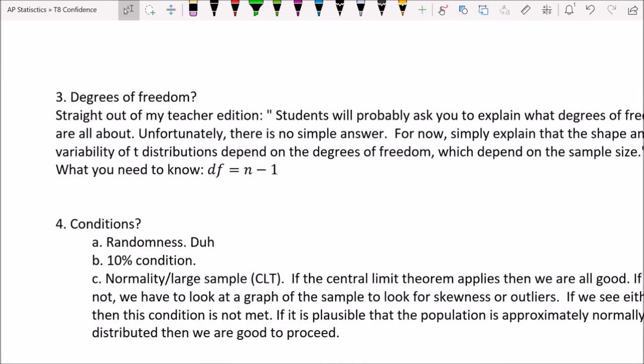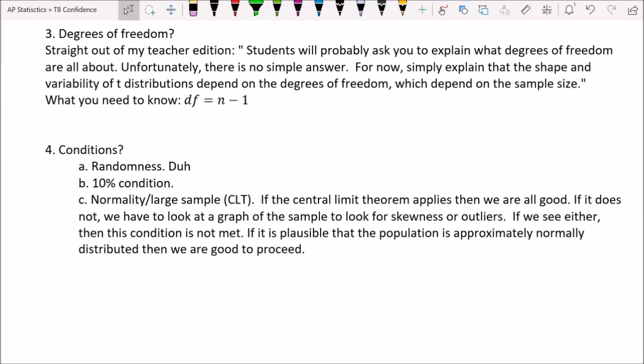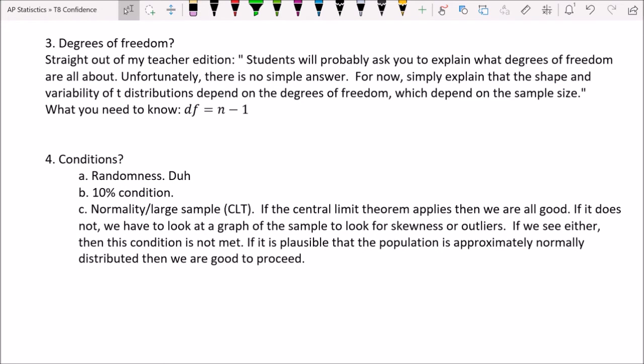Now, let's talk a little bit more about what degrees of freedom are and then the conditions that are necessary for this. Now, first of all, degrees of freedom. And you know what, y'all? I'm going to totally punt on this, okay? I'm going to just read to you what it says in my teacher edition textbook. It says, students are probably going to ask you to explain what degrees of freedom are all about. Unfortunately, there is no simple answer. For now, simply explain that the shape and variability of the t distribution depends on the degrees of freedom, which depends on the sample size. And what you really need to know is that the degrees of freedom is found with n minus 1. That's the sample size minus 1.